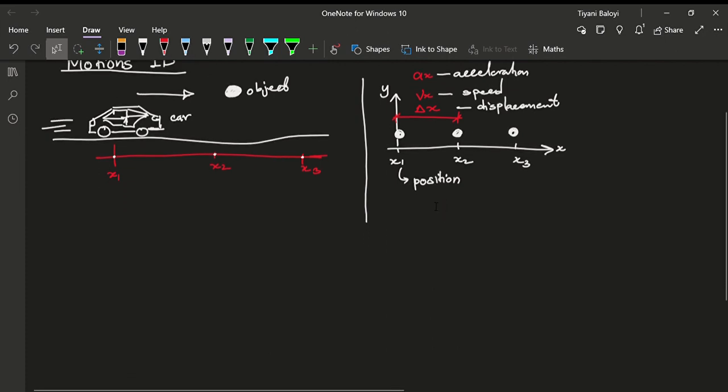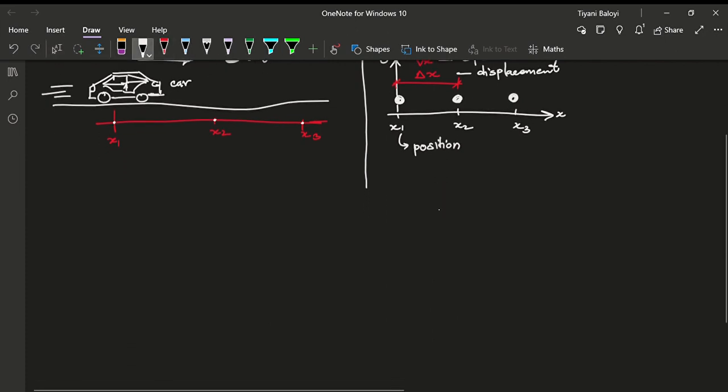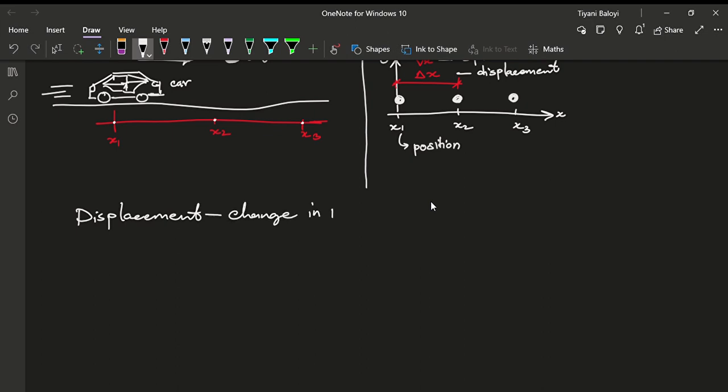So let's define what each of these means. Displacement: this is your change in position. Change in position.